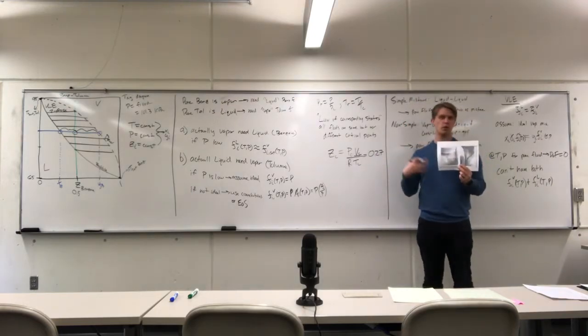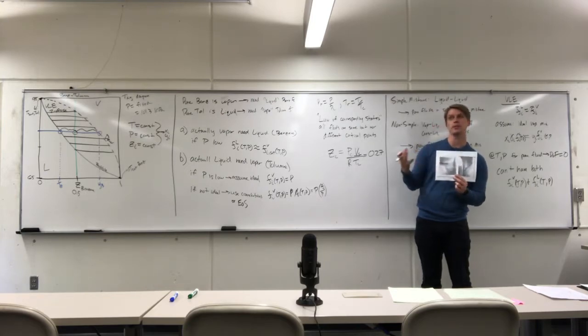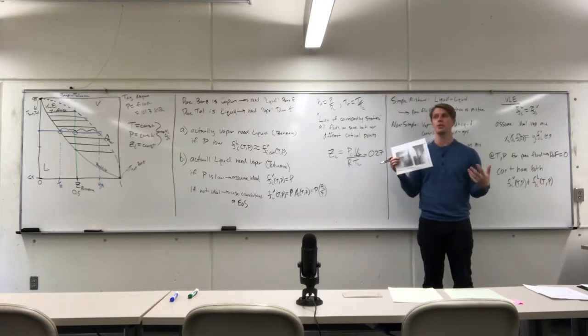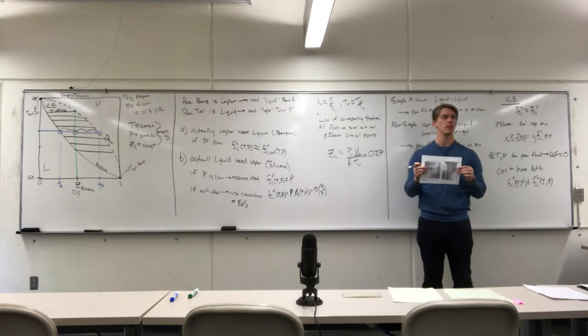So if we're doing back of the envelope, non-ideal vapor liquid equilibrium calculations for a pure fluid, we can use this one here. Let's say we're working with some magical component. We maybe know its vapor pressure at some condition. We can use a generalized chart like this to get an idea of what its critical point is. And then you can take that information and throw it into an equation of state, whatever the case is.